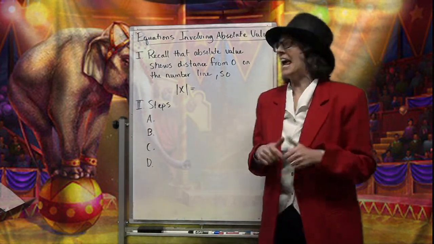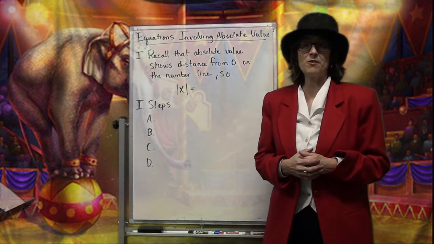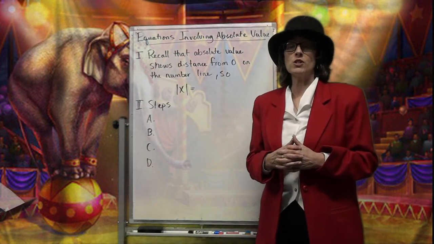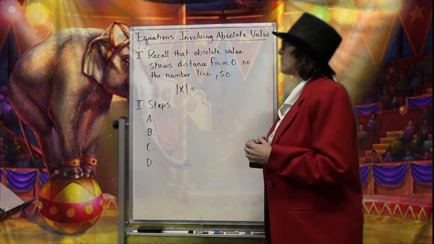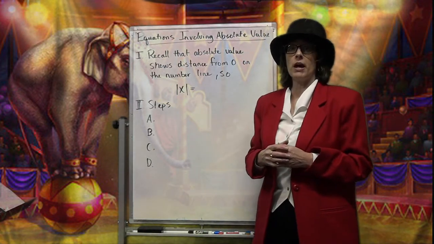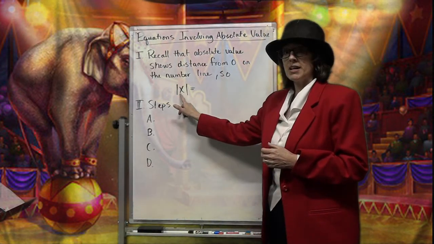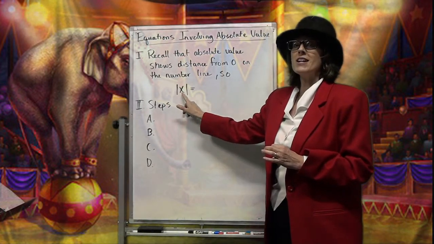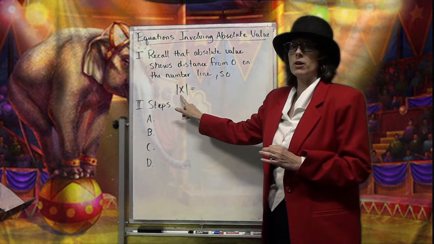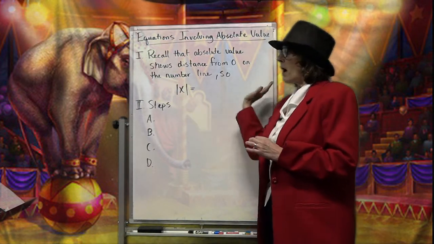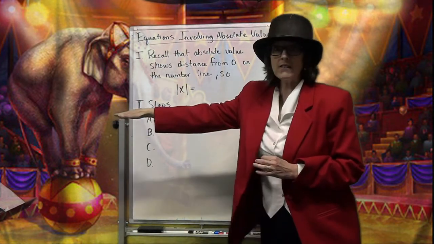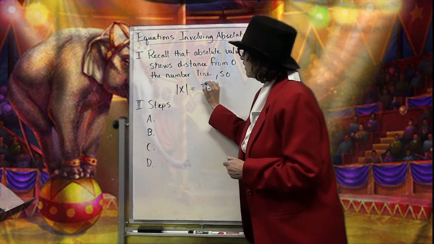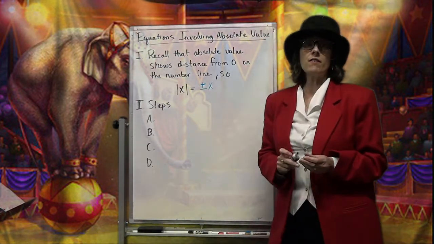So let's get intense with equations involving absolute value. So we need to recall what absolute value means in order to solve equations that involve absolute value. Recall that absolute value shows us the distance from zero on a number line. So in other words, if I have a number inside this absolute value symbol, then it's asking me how far is that number away from zero on the number line. Well, recall that it could be on the positive end of the number line, or it could be on the negative end of the number line. So in other words, the number that could go in there could be the positive of that number, or it could be the negative of that number.